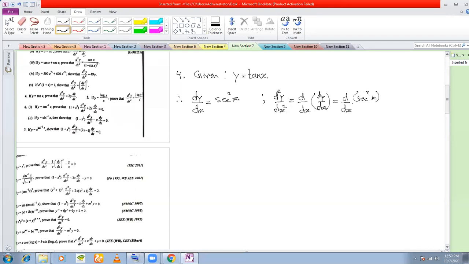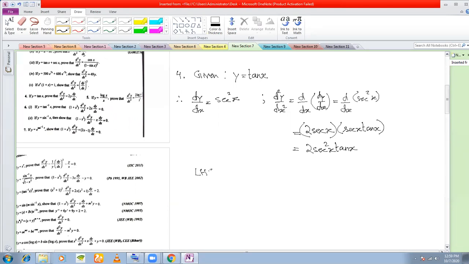And how do you differentiate sec square x? First you differentiate the power, 2 sec x, n x to the power of n minus 1, right? And then you differentiate sec x to get sec x tan x. So how much do you get? 2 sec square x tan x. This is what you get, d2y dx2. And what do you have to prove here? d2y dx2 is equal to 2y dy dx.